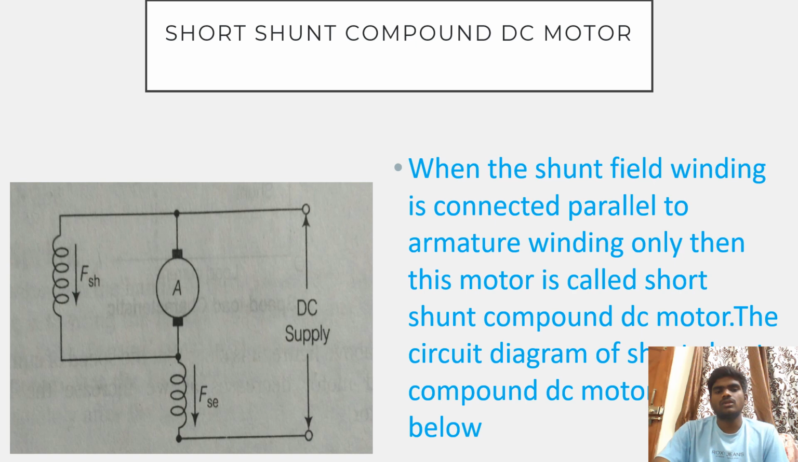Now the short shunt compound DC motor. When the shunt field winding is connected in parallel to the armature winding only, then the motor is called a short shunt compound DC motor. The circuit diagram of the short shunt DC compound motor is this. This is the shunt winding and this is the series winding, and we have given a DC supply over there. So this is the short shunt compound DC motor.